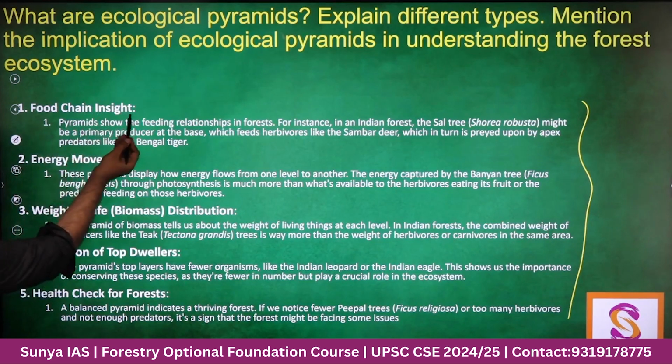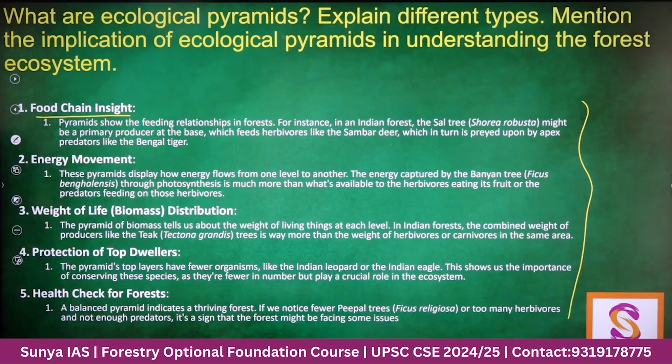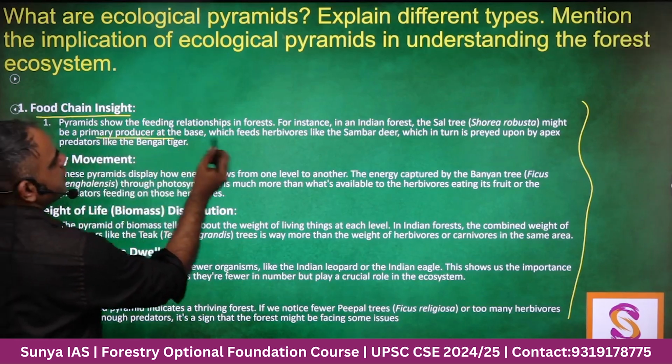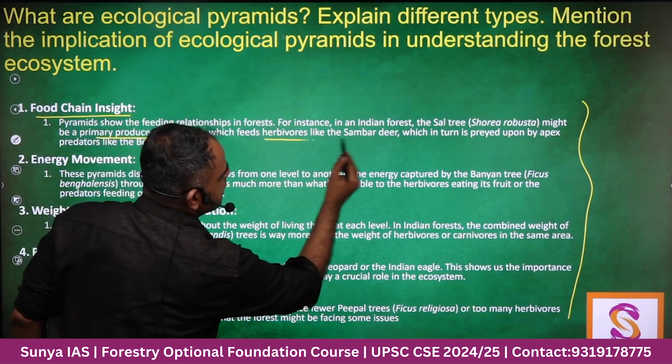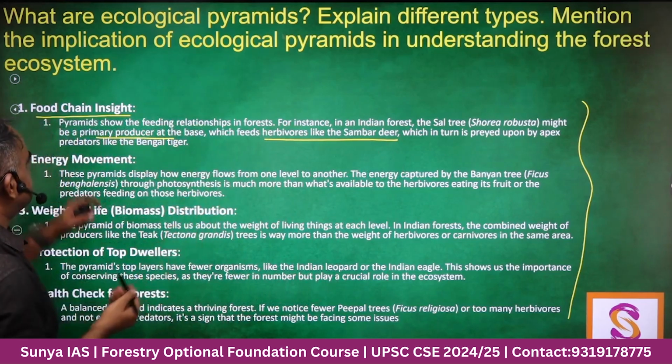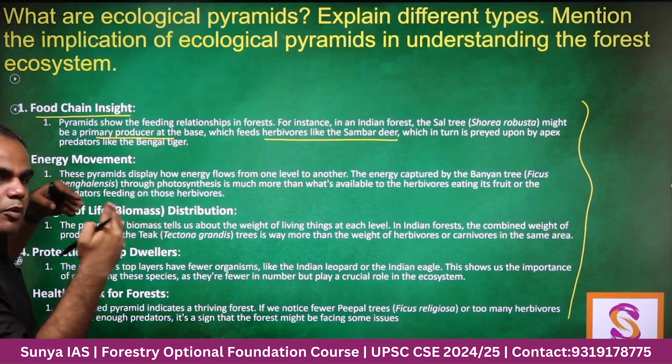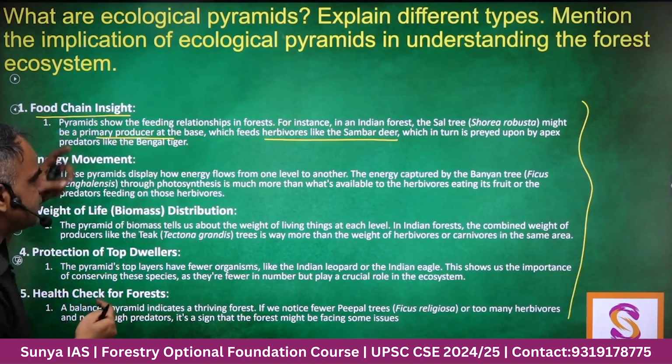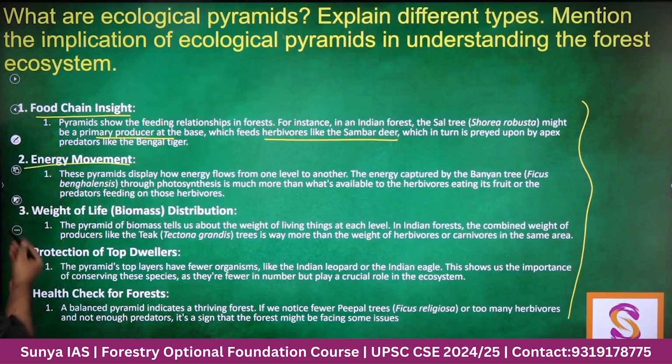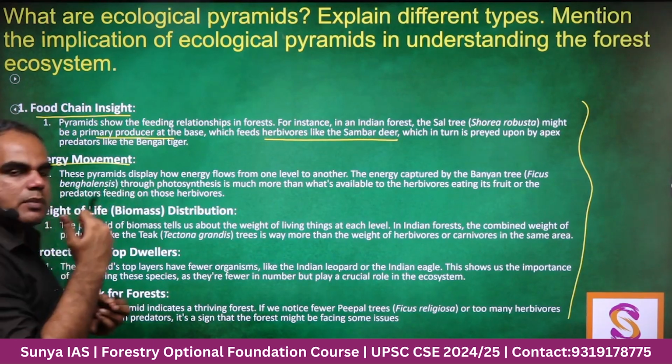First, it will give me insights on food chain. So for example, you have sal tree. It can be a primary producer which feeds herbivores like sambar deer, which is preyed upon. So basically, it will tell me how the food chain will propagate. Second, energy movement. It will tell me how energy will move from one level to the other.